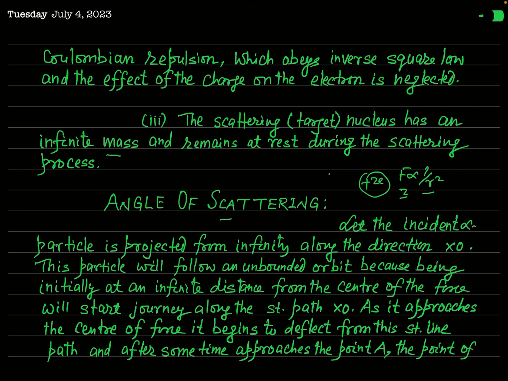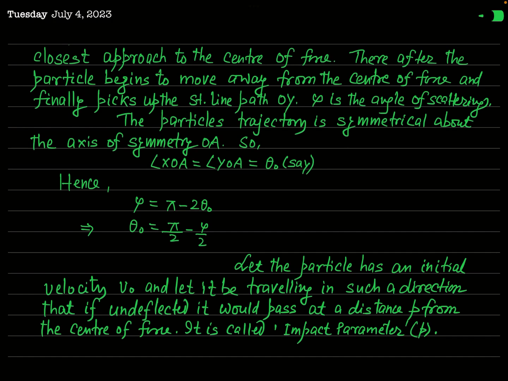You can see I have written here: let the incident alpha particle be projected from infinity along the direction XO. This particle will follow an unbound orbit, as I have told you, because the force is repulsive, so the path will be an unbounded path. Being initially at an infinite distance from the center of force, it starts its journey along a straight path XO. As it approaches the center of force, it begins to deflect from the straight line path, and after some time approaches the point A, the point of closest approach to the center of force.